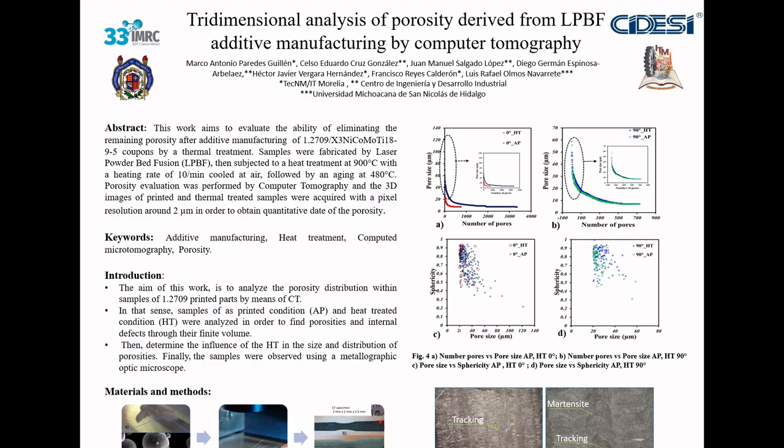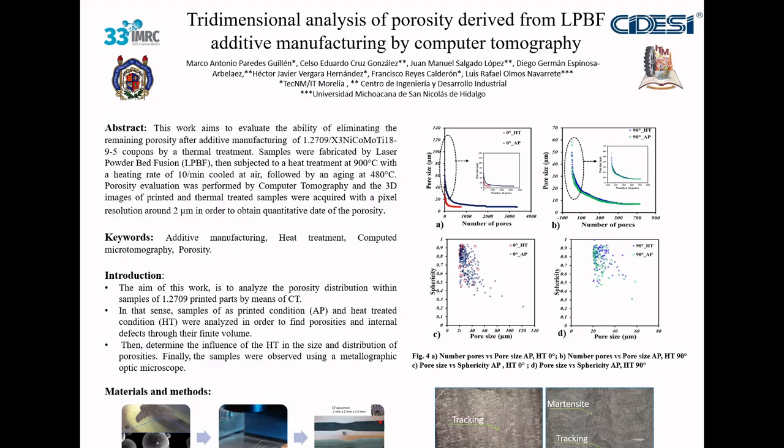The CT with cone beam geometry has been used for non-destructive inspection of material science since 1980. The CT offers a 3D imaging inspection in comparison to previous techniques that are limited to two-dimensional results. The aim of this work is to analyze the porosity distribution with samples of 1.2709 printed parts by means of CT.